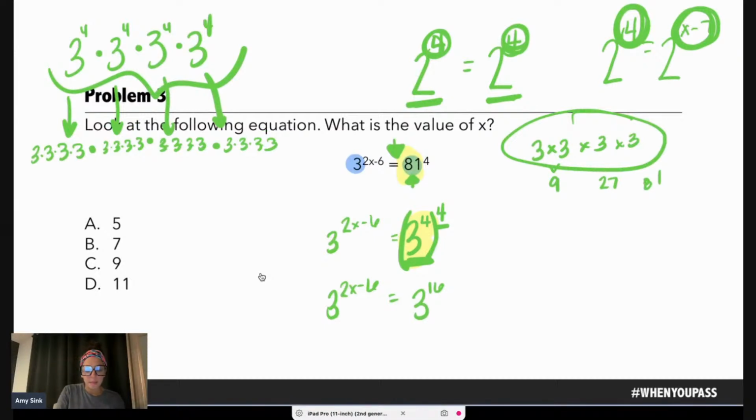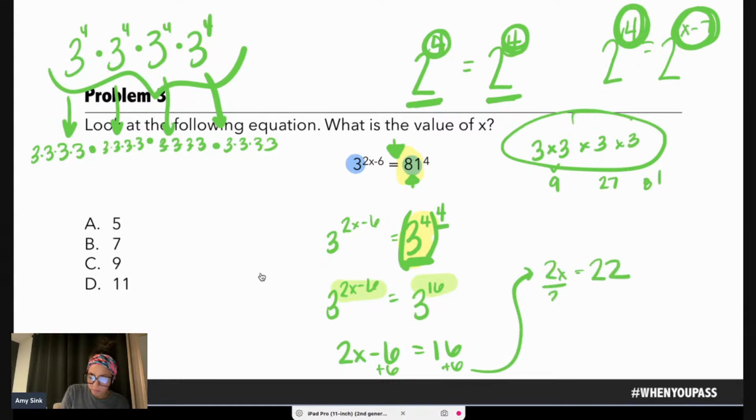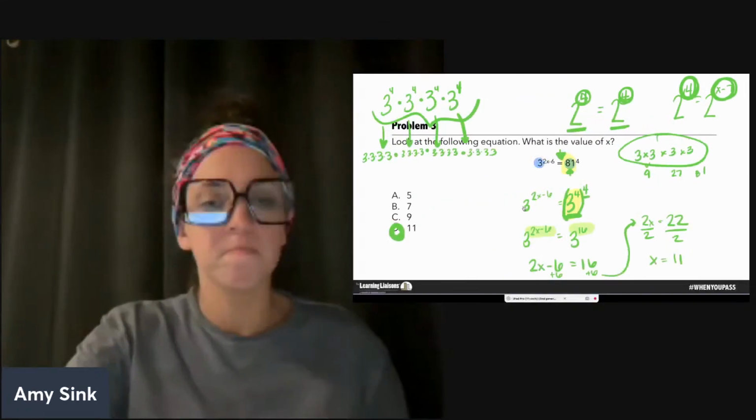So now that my bases are the same, I can set those exponents equal to each other and solve like a pre-algebra problem. So 2x minus 6 equals 16. And now I can just solve like an algebra problem. Add 6 to both sides. 2x equals 16 plus 6 is 22. X equals 11. Questions about that problem?